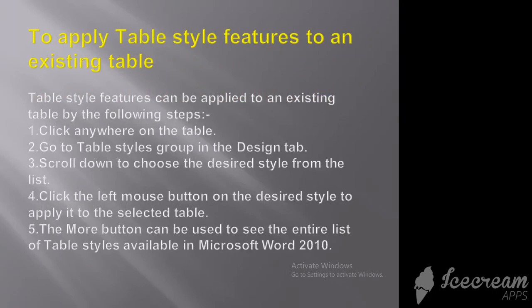So next is to apply table style features to an existing table. We will go to the table, select the table, and then go to the design tab, and there we will scroll down and choose the desired style from the list. Click the left mouse button on the desired style to apply it to the selected table. The more button can be used to see the entire list of table styles available in Microsoft Word 2010.